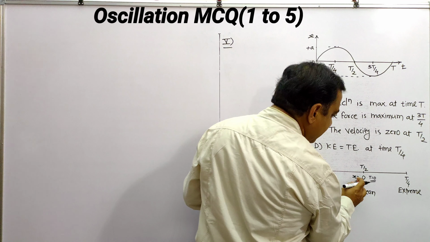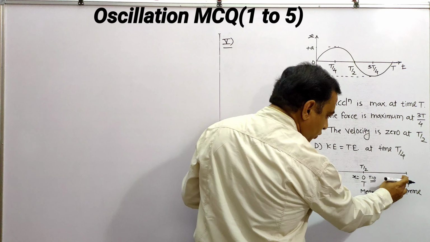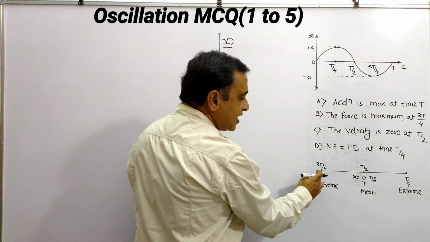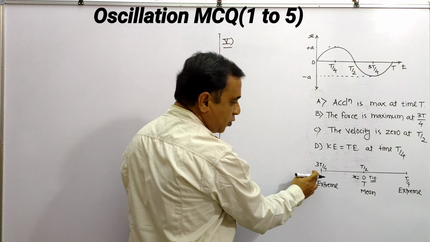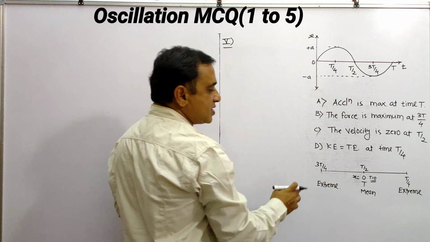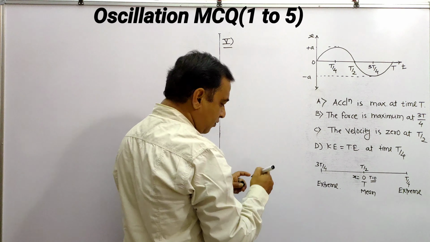If it starts oscillating from this position, it reaches this position at time t by 4. Later on, it again reaches this position at t by 2. Again it reaches this position at 3t by 4. And further, it reaches at time t, meaning it completes one oscillation. See, one oscillation: here is the particle, here is the oscillation. Again it goes to the negative extremity and again to the mean position. As we know, this is the mean position, and these are the extreme positions.